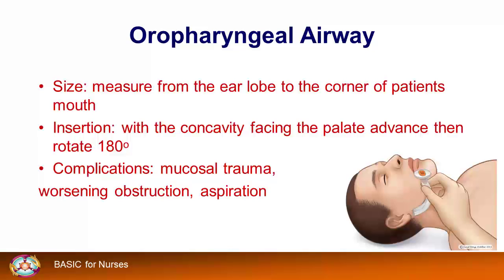Guedel's airways also come in a variety of sizes. To choose the appropriate size for your patient, place a Guedel's airway next to the patient's face. The airway that reaches from the tip of the earlobe to the corner of the patient's mouth is the correct size for the patient. To insert a Guedel's airway, insert it with the concavity facing the palate, advance the airway and then rotate it 180 degrees. Complications associated with a Guedel's airway include mucosal trauma, worsening obstruction, and aspiration.